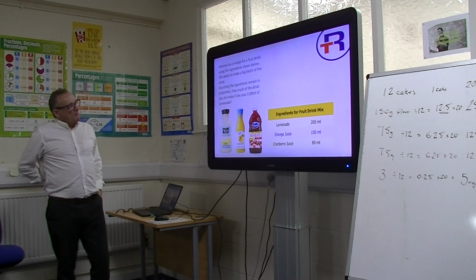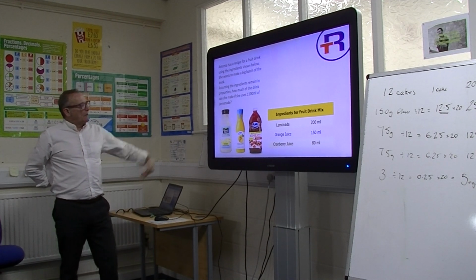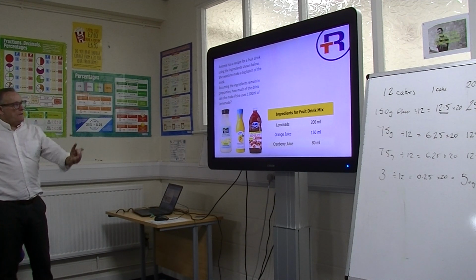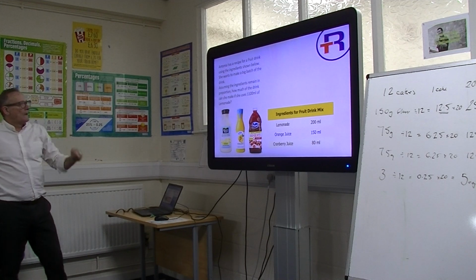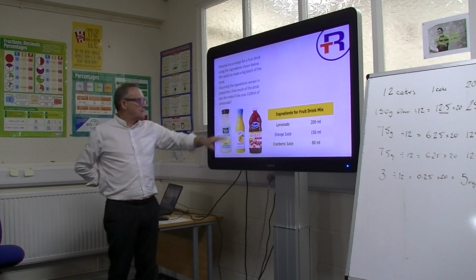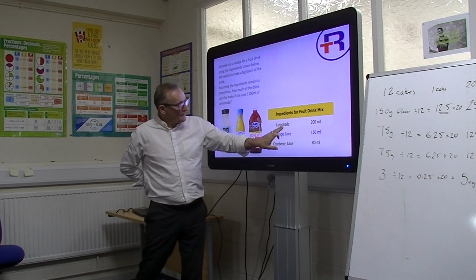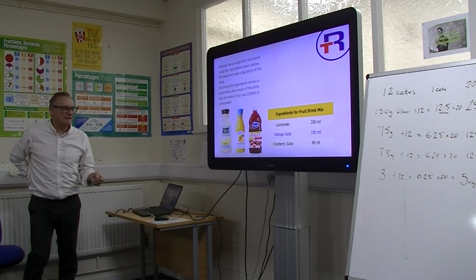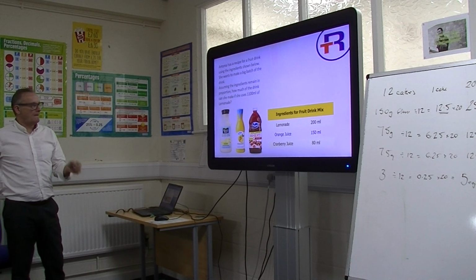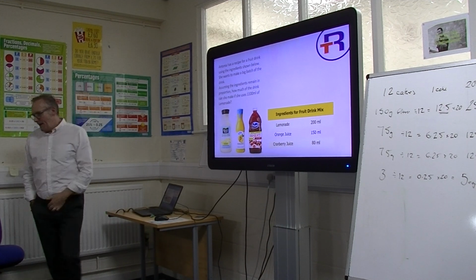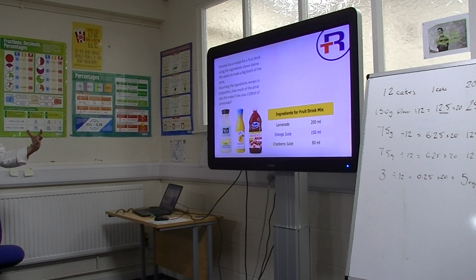Antonia has a recipe for a fruit drink using the ingredients shown below. She wants to make a big batch of the drink. Assuming the ingredients remain in proportion, how much of the drink can she make if she uses 1,100 millilitres of lemonade? Okay, so lemonade comes in a 200 millilitre bottle. She's using 1,100 millilitres of lemonade. So how much can she make altogether?